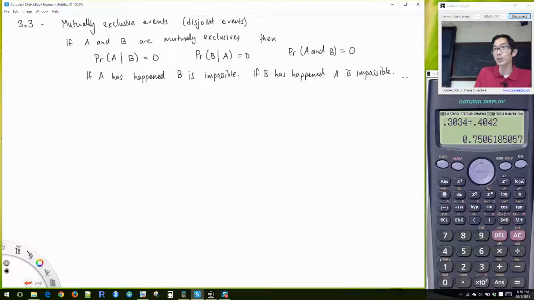So for example, A could be the coin lands heads, B could be the coin lands tails. Or A could be the dice rolls on a number 1, and B is the dice rolls on a number 2. If one has happened, then the other is impossible, right?